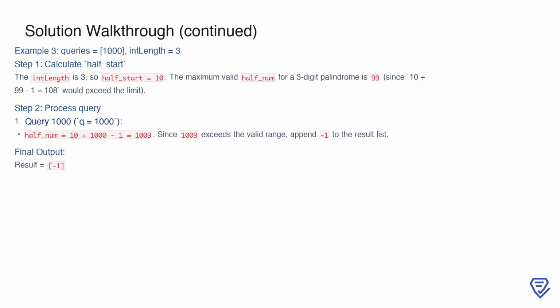In the third example, the query is 1000, and the palindrome length is 3. As before, we calculate half_start equals 10. However, for a 3-digit palindrome, the maximum valid half_number is 99, because anything beyond this would create a number longer than the specified length. For query 1000, we calculate half_number equals 10 plus 1000 minus 1, which is 1009. Since this exceeds the maximum valid range, we append -1 to the result list to indicate that the query is invalid. The final output for this example is -1.